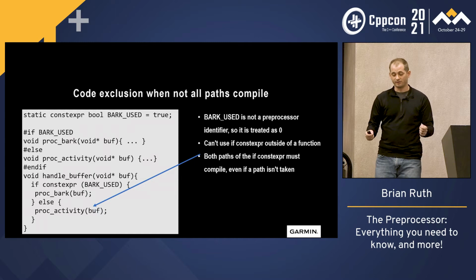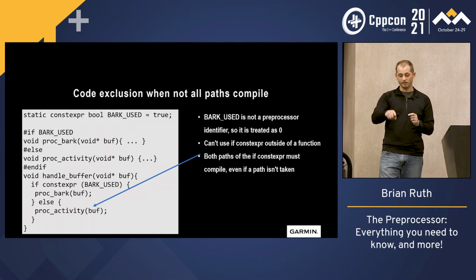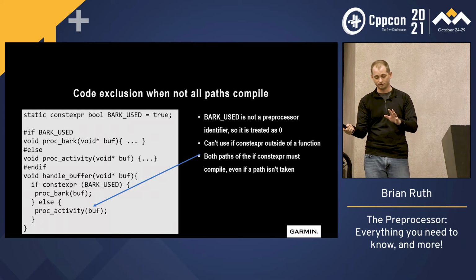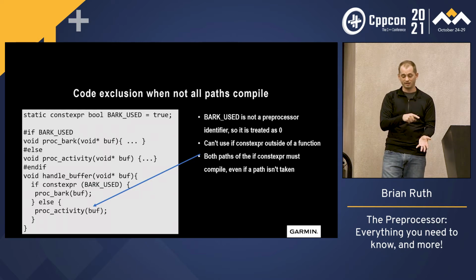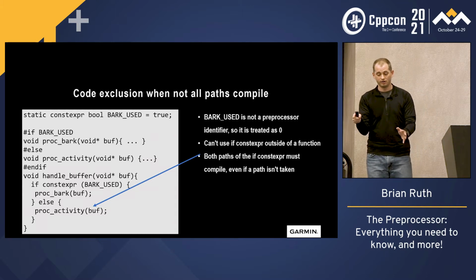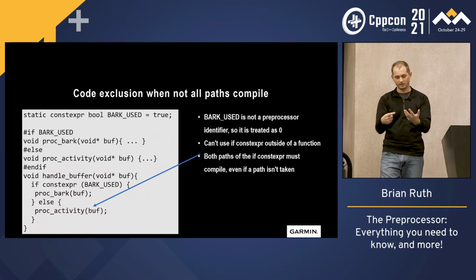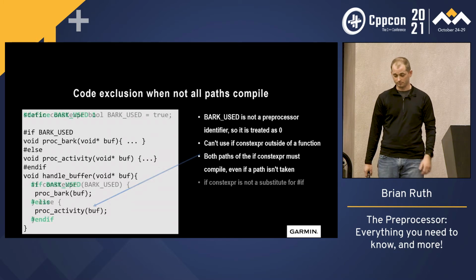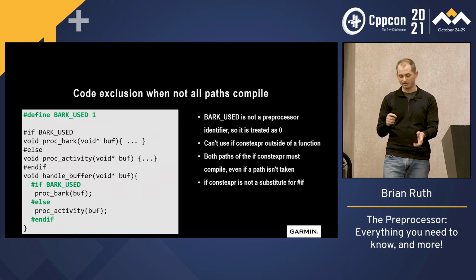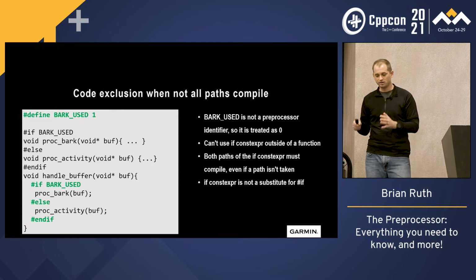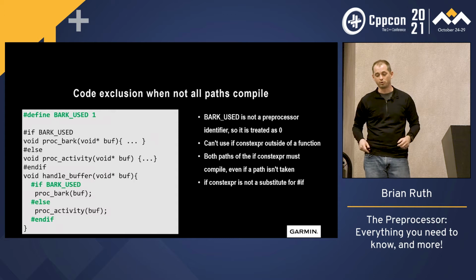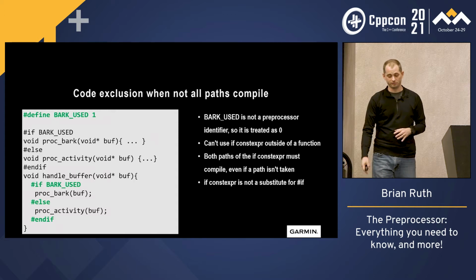And both paths of the constexpr if have to compile. So because bark used is true and bark activity isn't in there, one of those two paths is not going to compile. It's not defined at all. So even if the path isn't taken, the constexpr if needs to be valid code. So if constexpr is not a substitute for if. There's a lot of similarities between the two, but the conditionals in the preprocessor have different semantics than if constexpr. So this would be the appropriate way to go out and exclude this code conditionally.